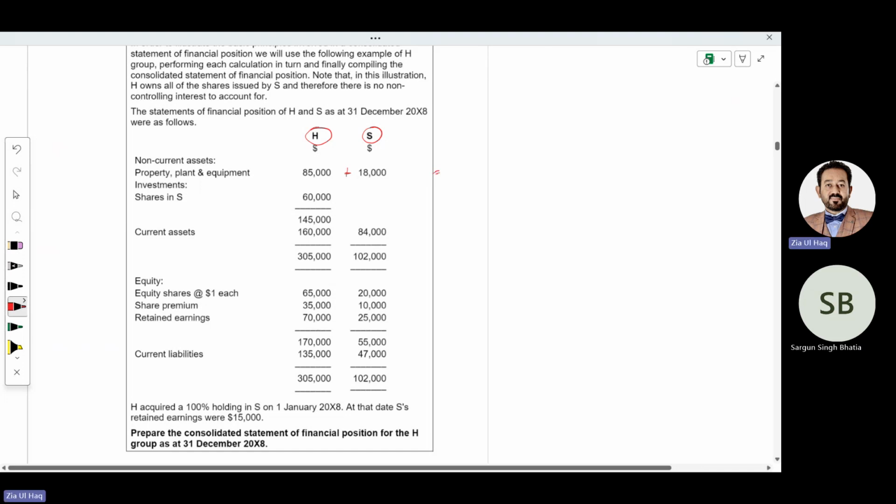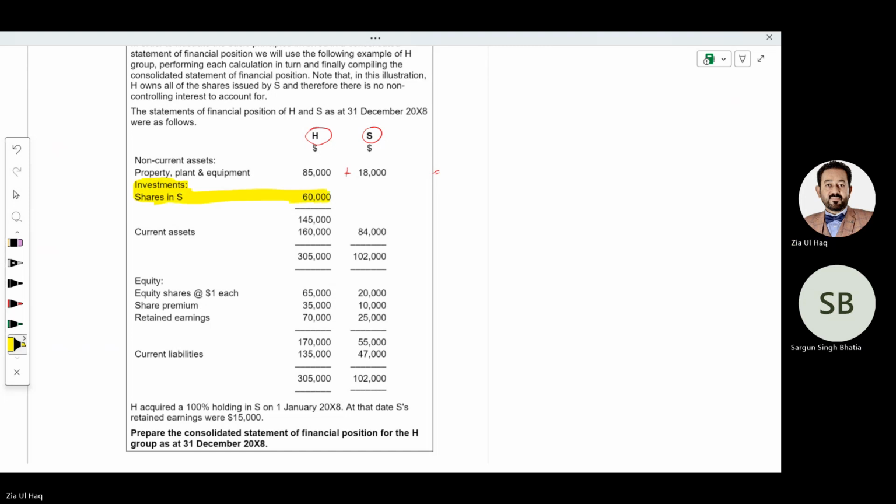In the holding company, if you see, there is an investment of shares in S. What is this? It means the holding company has bought shares of the subsidiary company for 60,000. So the holding company will show in its books this investment in subsidiary. It means they bought subsidiary shares for 60,000.